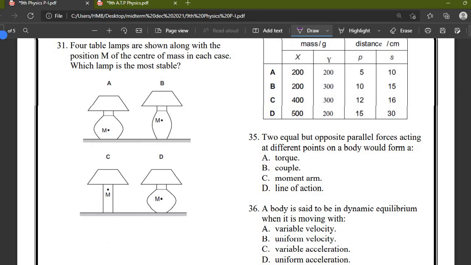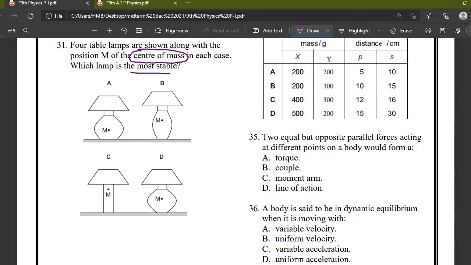Four table lamps are shown along with the position of center of mass in each case. Which lamp is the most stable? So we know that stability depends on the position of the center of mass. A lowered center of mass will give more stability. So among these four diagrams, this lamp has the center of gravity nearest to the ground. Option A will be the right answer.